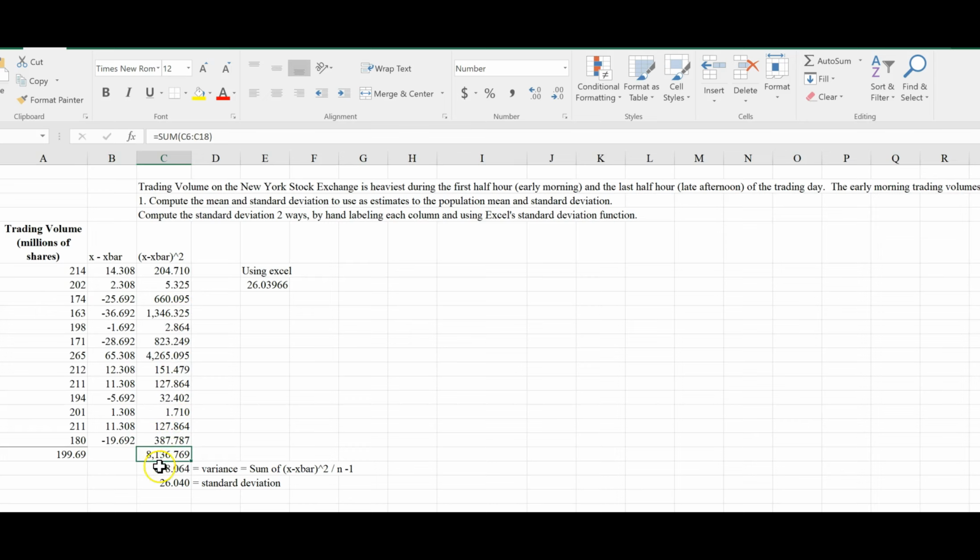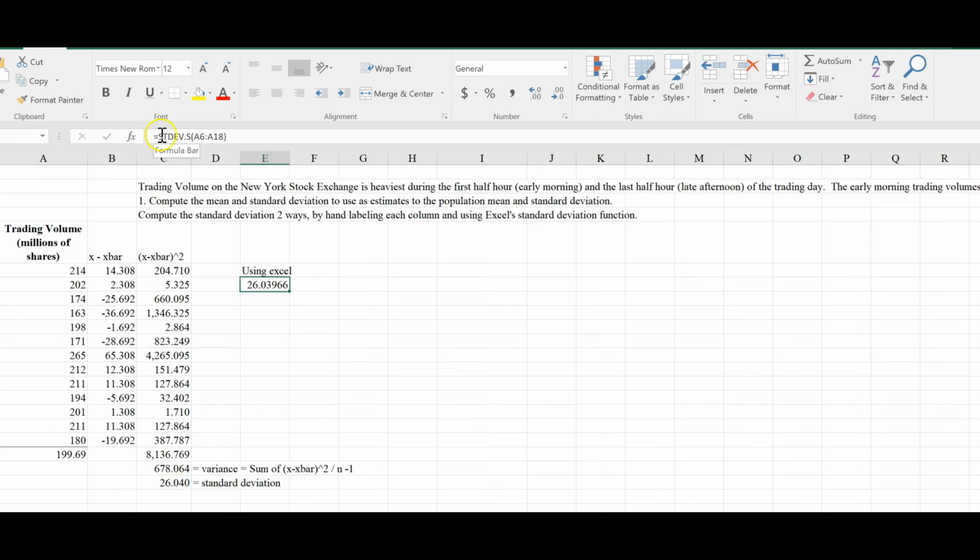For the variance, we need to take the n minus 1, right? So in this case, we need to count these up. We had 13, and so we take n minus 1, which is 12, and then we take the square root of that for a standard deviation of 26.04, and then we confirm that with our Excel.